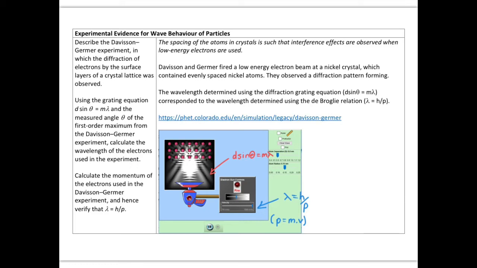So you need to be able to do some problem solving with these two techniques: calculate the momentum and therefore the wavelength, calculate the wavelength based on the preferred angle of reinforcement, and basically describe this experiment that they did to show that particles were behaving like waves.